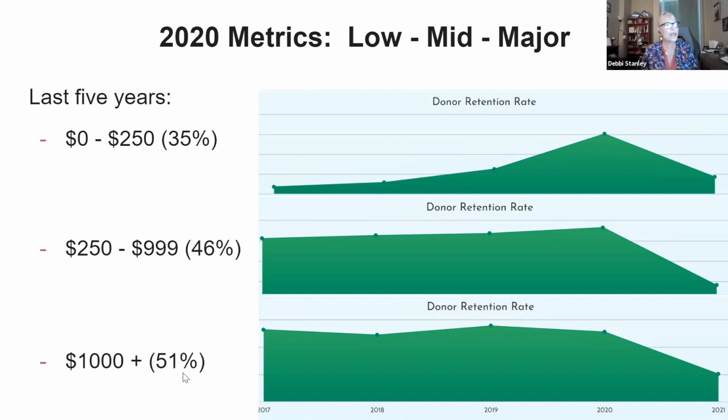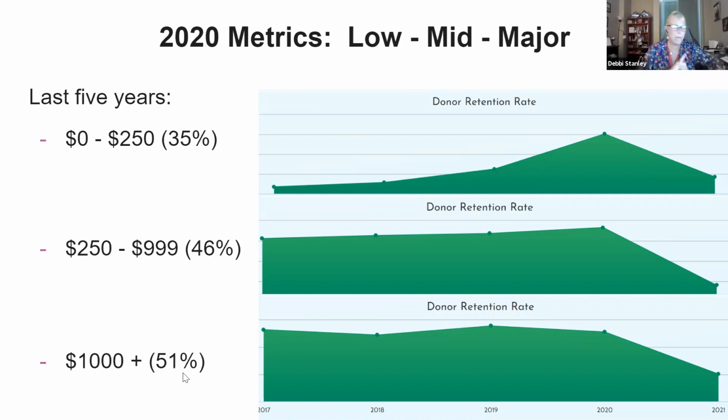So again, we're looking at prioritizing. I can drill into this even further and see where those potentially lapsed donors fall. Because we've only got so much time in a day, so you want to spend your time in the right place.